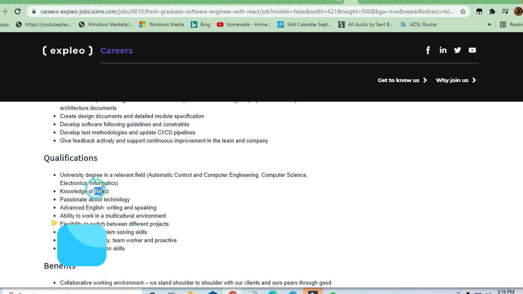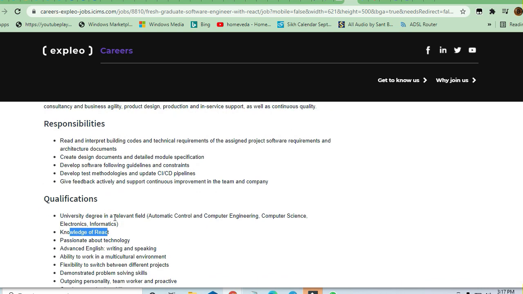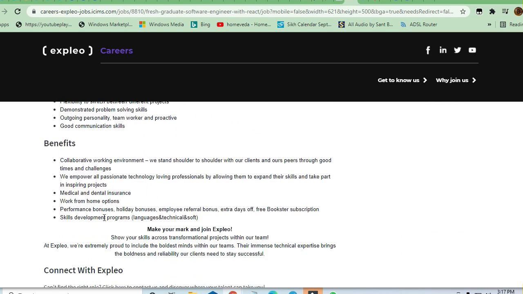Knowledge of React is a must, and being passionate about technology, that is all, and good written and spoken English is required. Ability to work in a multicultural environment is required. So all these requirements are normal, but the main focus they are asking for is that you should have knowledge of React. So guys, these are the things required, and this is only a React based job.